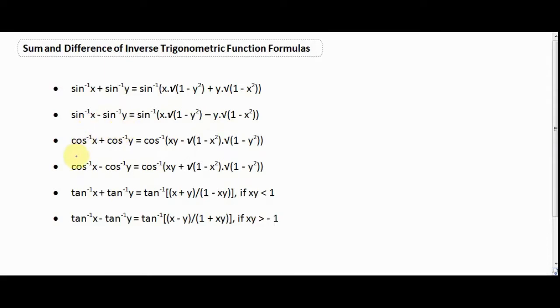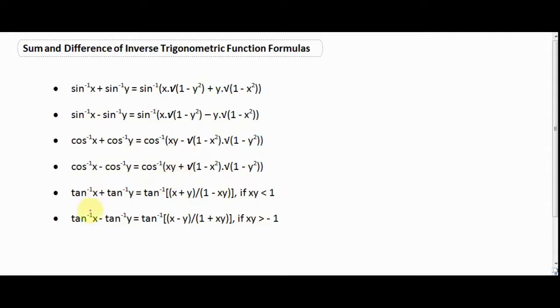Now let's see cos inverse formulas. Cos inverse of x plus cos inverse of y is equal to cos inverse of x into y minus root over 1 minus x square into root over 1 minus y square. And cos inverse of x minus cos inverse of y is equal to cos inverse of x into y plus root over 1 minus x square into root over 1 minus y square. So when we have plus on left hand side, on right hand side we will have minus, and when we have minus on left hand side, we have plus on right hand side.